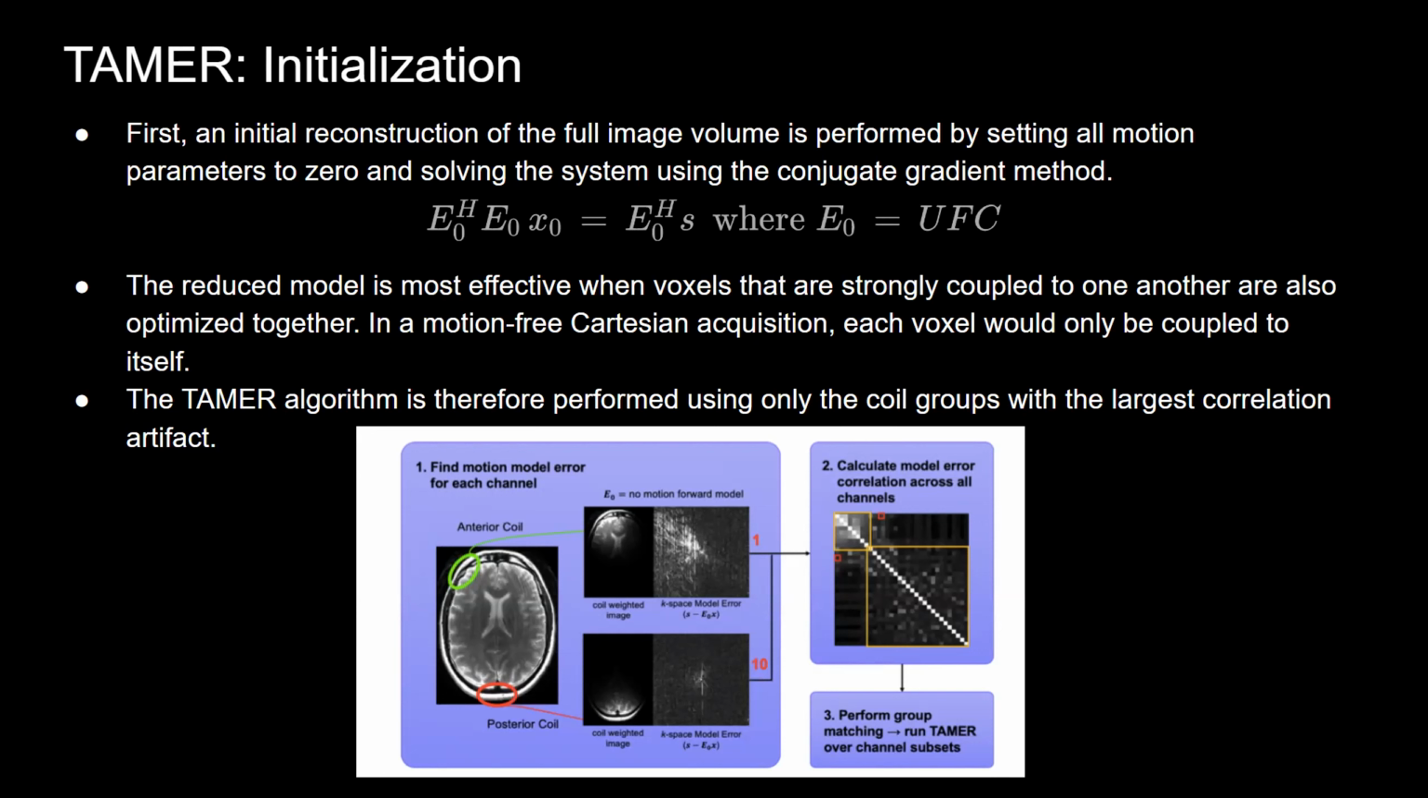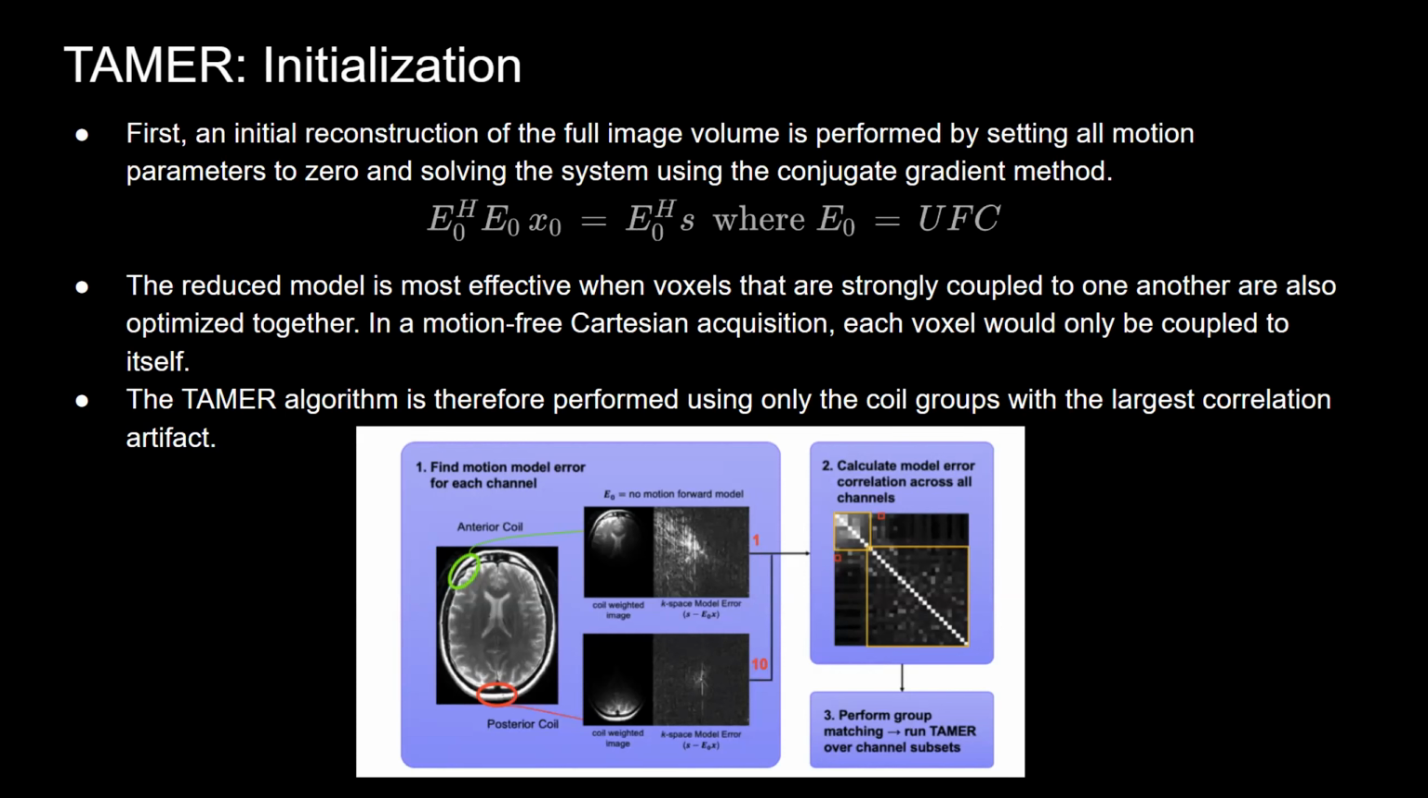So the reduced model is most effective when voxels that are strongly coupled to one another are also optimized together. Essentially, we want to take the target voxels that are interacting the most with one another, and make sure that those are the target voxels we're selecting. So we want to pair them up together. And so the Tamer algorithm is therefore performed using only the coil groups with the largest correlation artifacts.